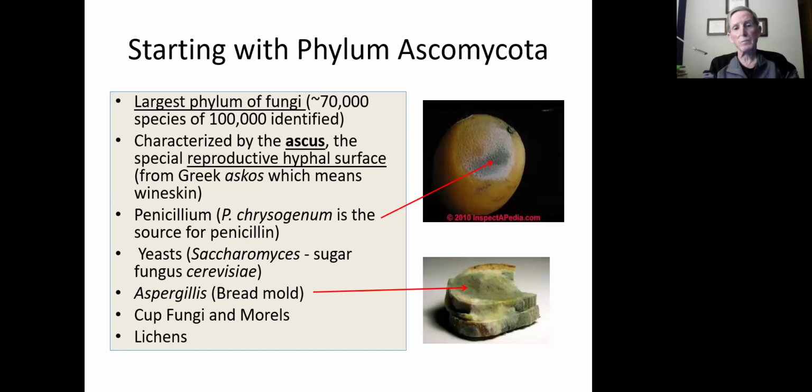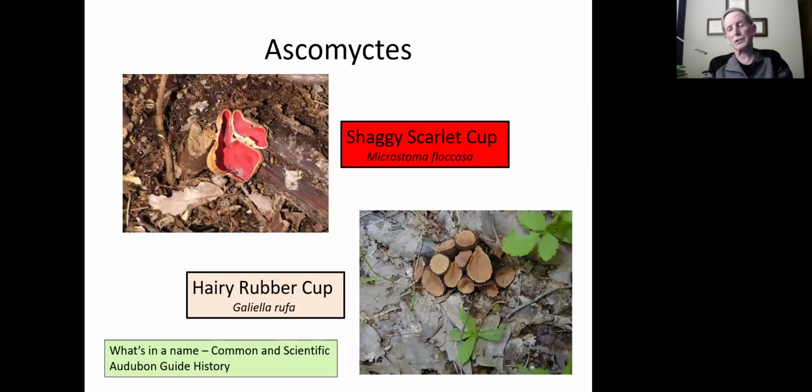There are actually many, many more ascomycetes than there are basidiomycetes. The largest phylum by far. Penicillin, yeast, aspergillus, cup fungi, and morels, of course. And all the algae associated with lichens are also ascomycetes. So here are some that you might see depending on how old and how beat up they get.